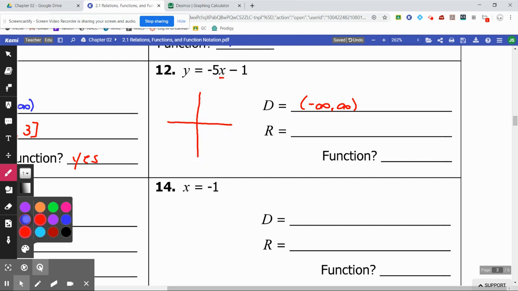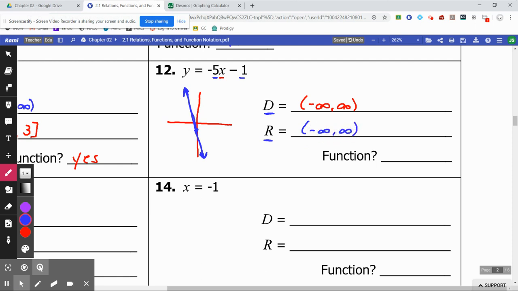This is a linear equation. This linear equation, if you remember slope-intercept, y equals mx plus b, has a y-intercept of -1, has a slope of -5. This line looks something like this. So it goes left and right forever. Well, how far up and down does it go? It goes up forever and it goes down forever. So the range will also be negative to positive infinity.